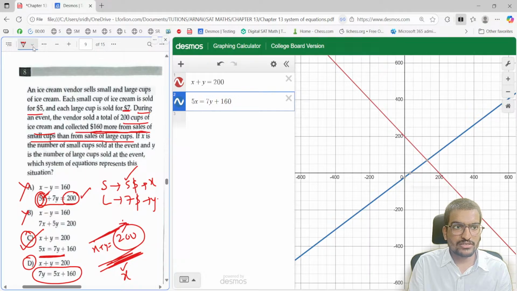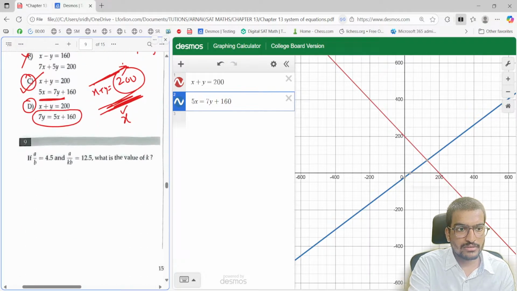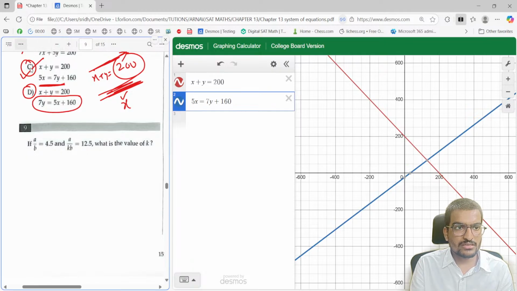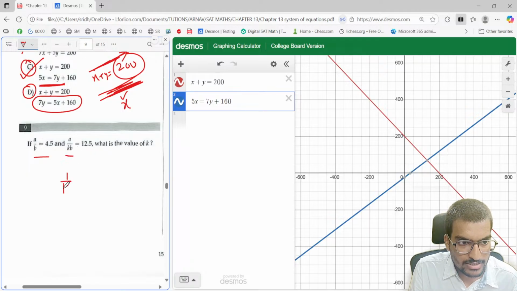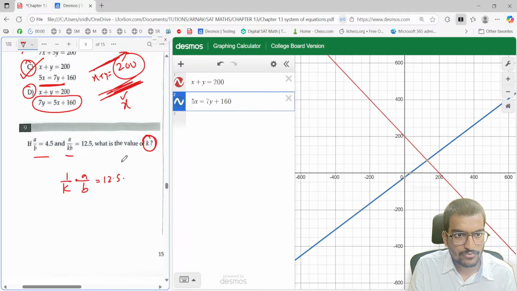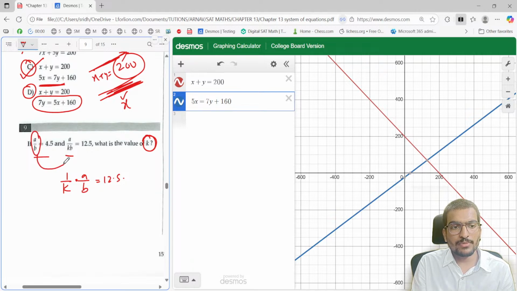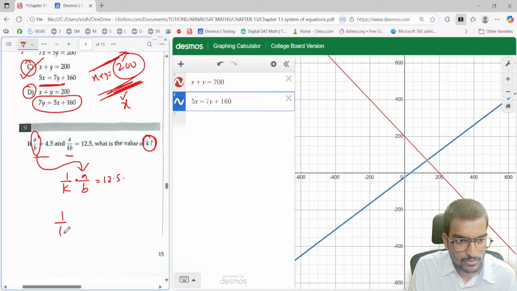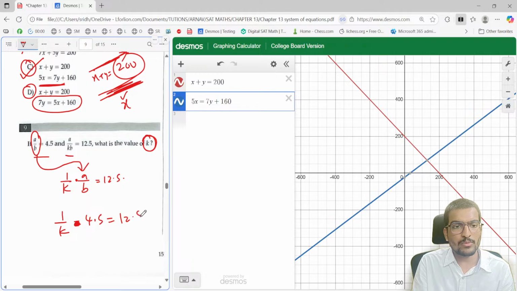Let's go to question number 9. So this is a so easy question, just a random one. A by B equals to this, and A by KB equals to 1.25. I'll write separately 1 by K, A by B equals to 12.5. We need to find the value of K. So here we already have the A by B value. This A by B value we input: 1 by K into, in the place of A by B, I write 4.5, 12.5. So we need 4.5 by 12.5 equals to K. We need K value. Just input that in DESMOS.